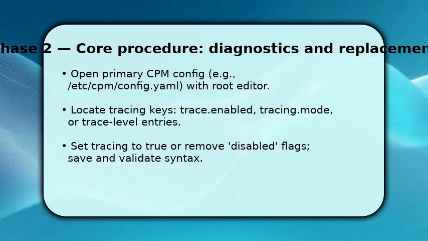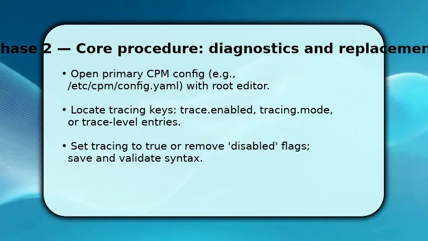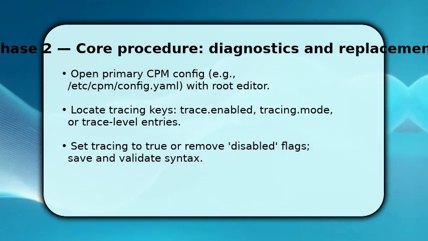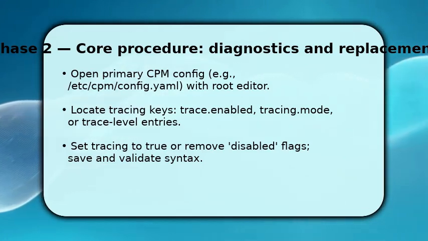Open /etc/cpm/config.yaml or the equivalent as root, locate trace.enabled, tracing mode, or trace level entries because these control the runtime behavior. Set trace.enabled to true or remove flags that explicitly mark tracing as disabled, and fix any dependent settings like log rotation or storage path.